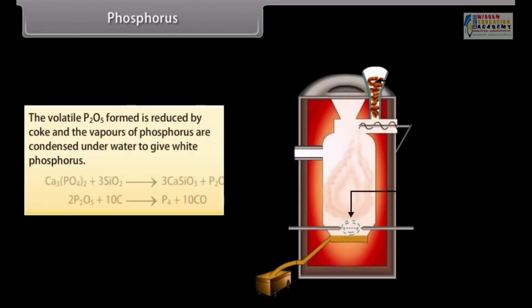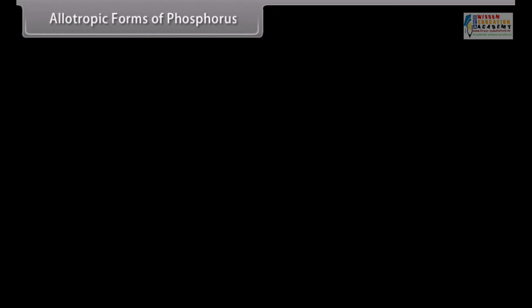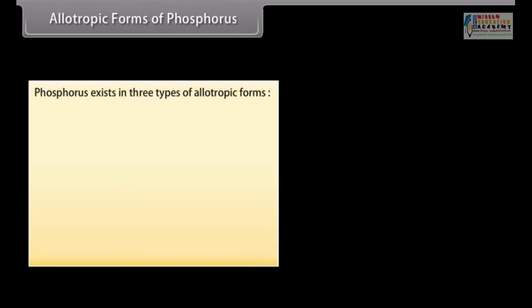The volatile P4O10 formed is reduced by coke, and the vapors of phosphorus are condensed under water to give white phosphorus. Allotropic forms of phosphorus. Phosphorus exists in three types of allotropic forms: white phosphorus, red phosphorus, and black phosphorus.